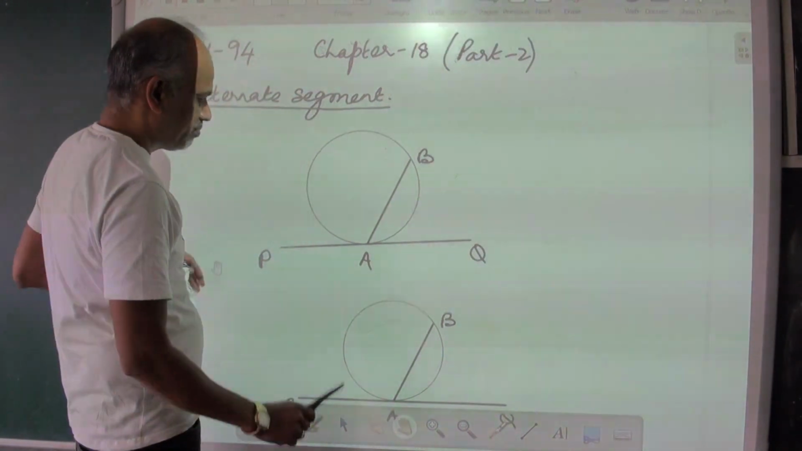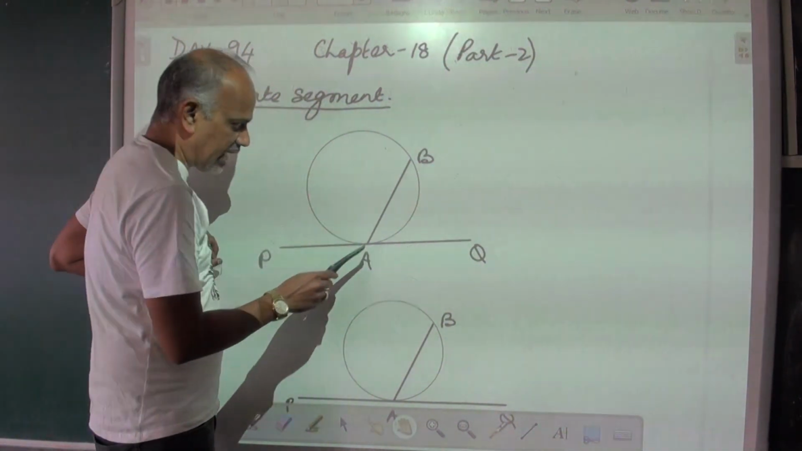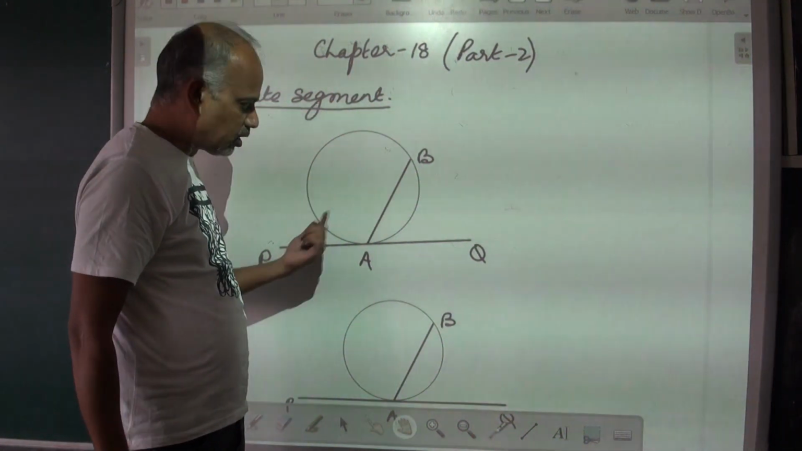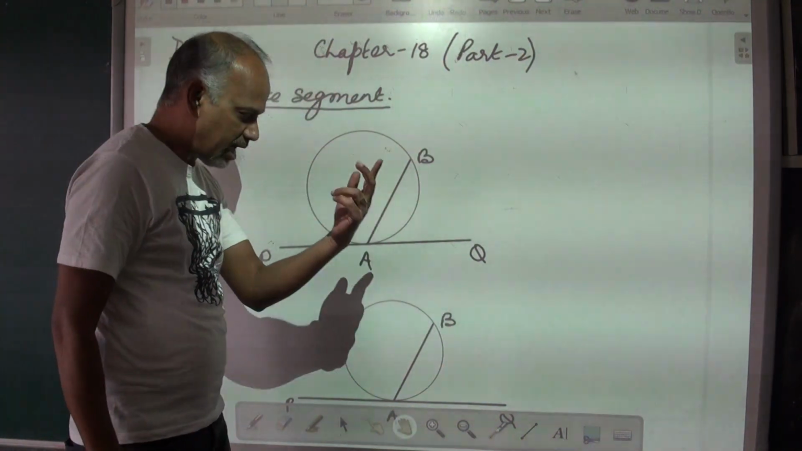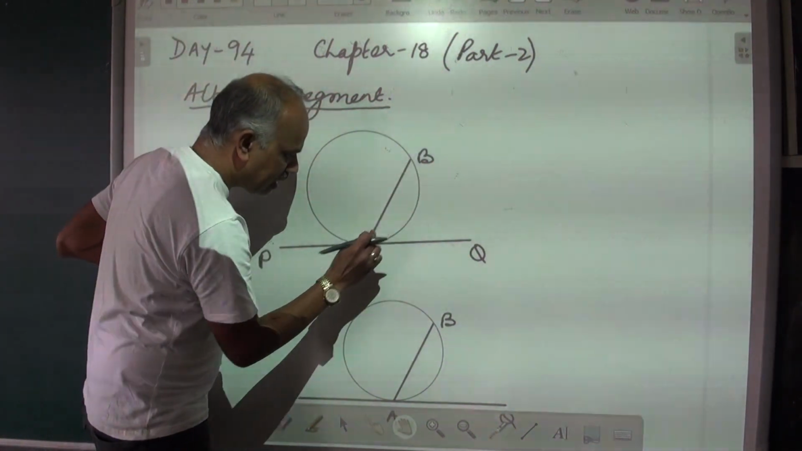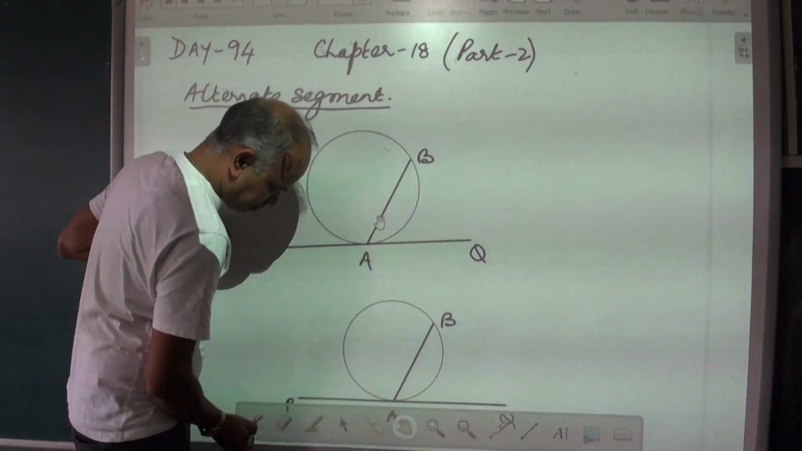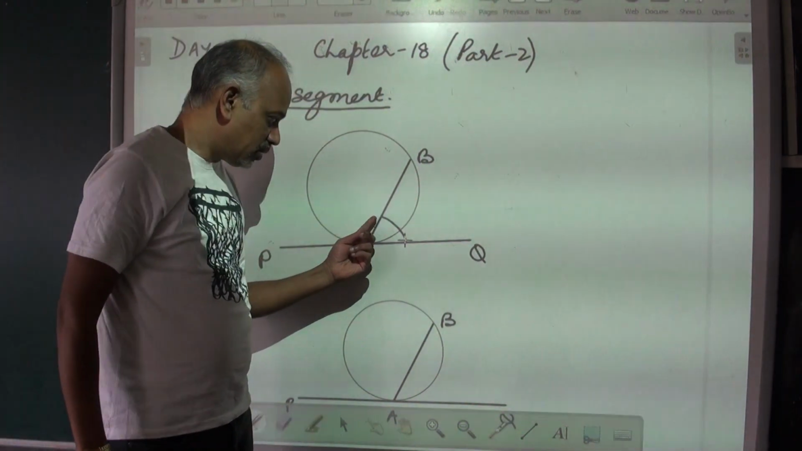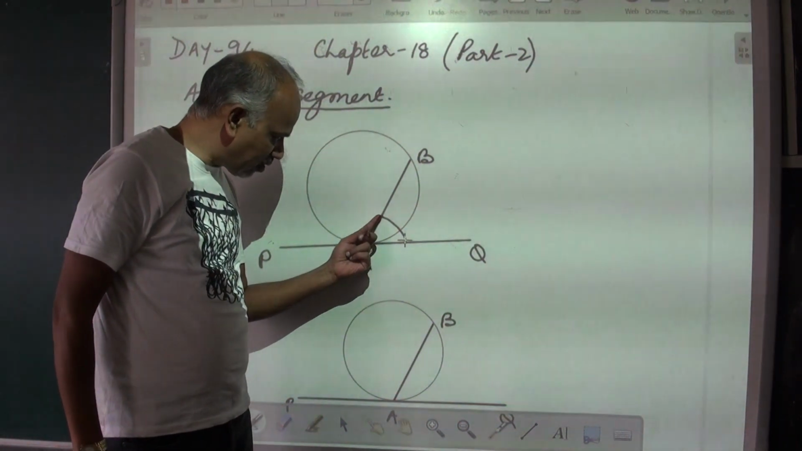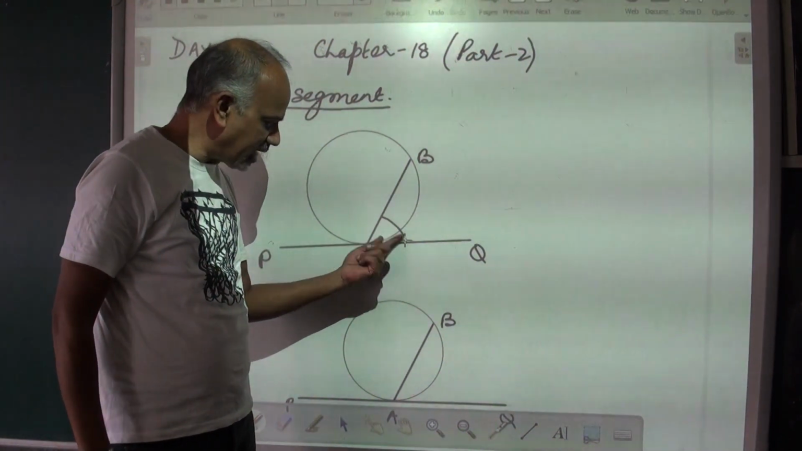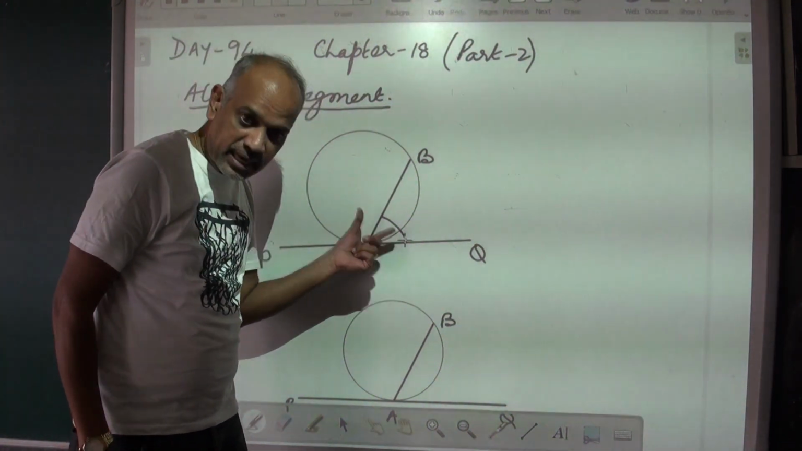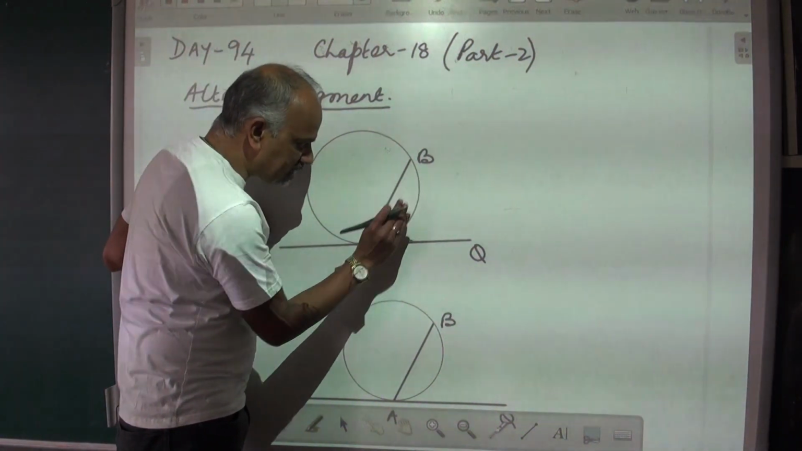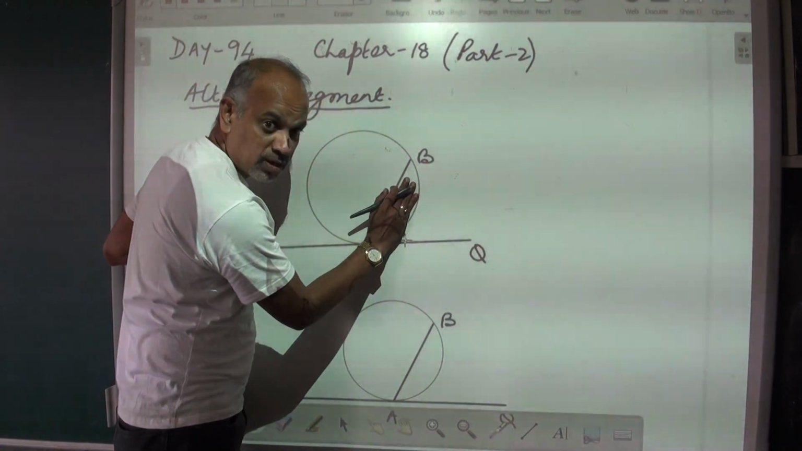Now, again, if this is the tangent and this is the chord, there are two angles between the chord and the tangent. I will mark one angle. One angle is BAQ, this one. Look at this. This angle touches the chord and touches the tangent, which means it lies between the chord and the tangent. And this angle lies on the smaller segment.